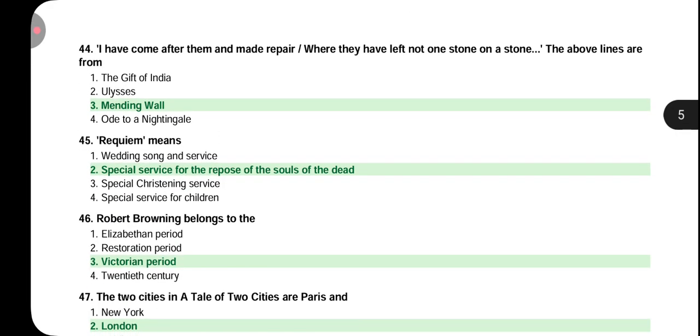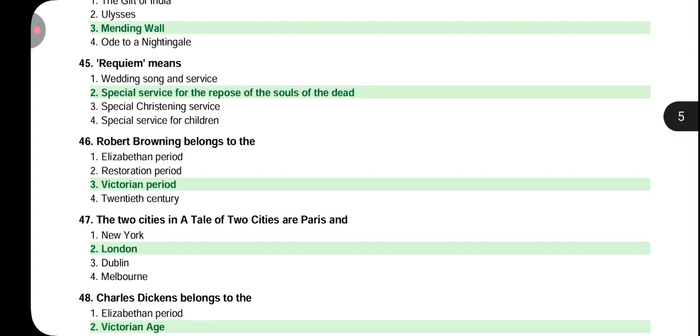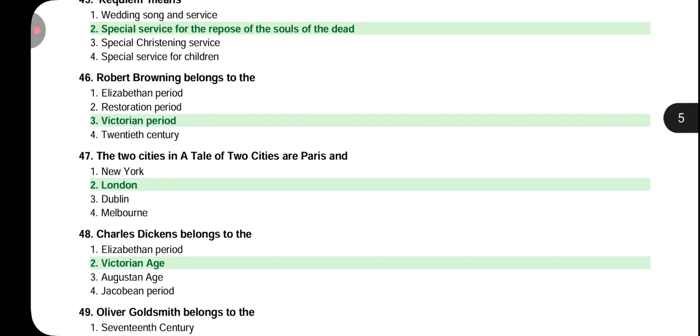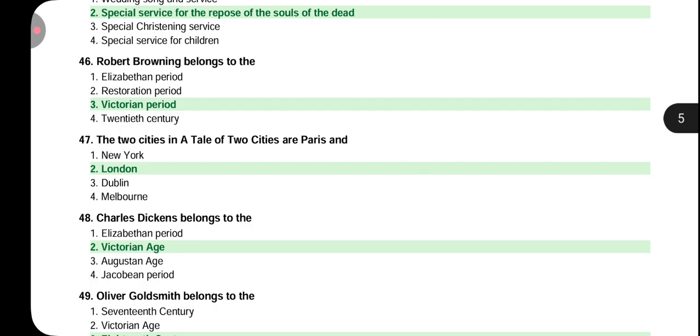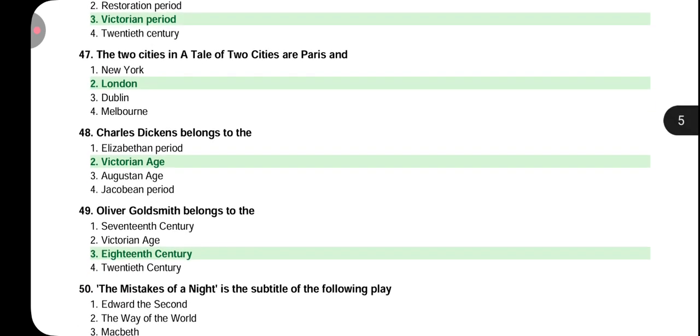44th question, "I have come after them and made repair, where they have left not one stone on a stone." The above lines are from Mending Wall. 45th question, requiem means a special service for the repose of the souls of the dead. 46th question, Robert Browning belongs to the Victorian period. 47th, the two cities in A Tale of Two Cities are Paris and London.